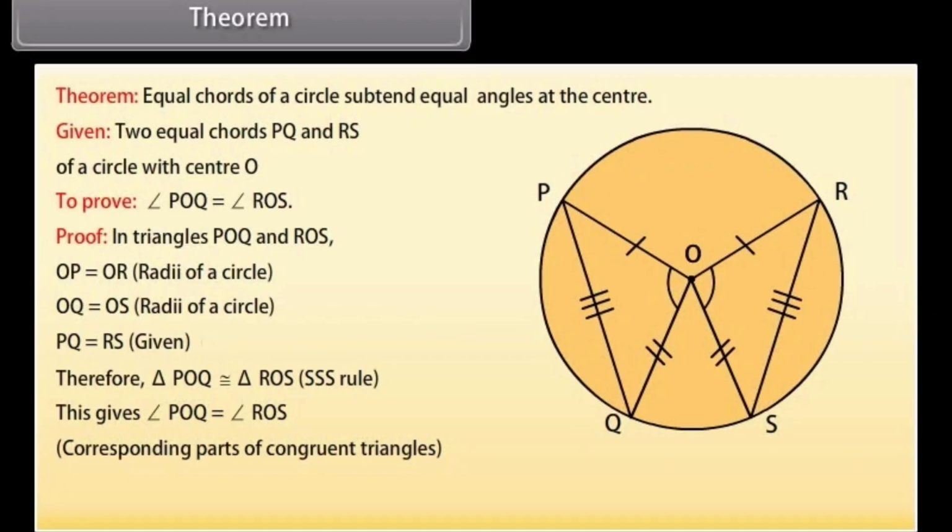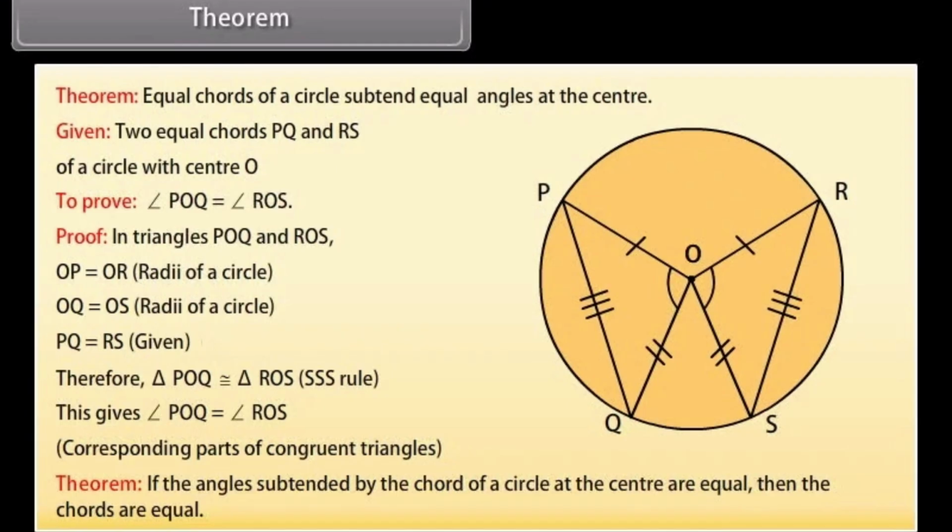The next theorem is the converse of the above theorem. It says that if the angles subtended by the chords of a circle at the center are equal, then the chords are equal.